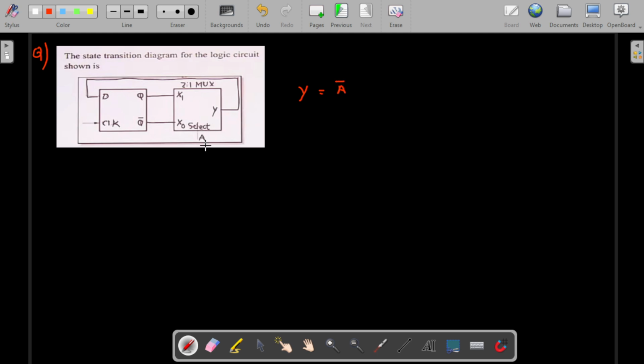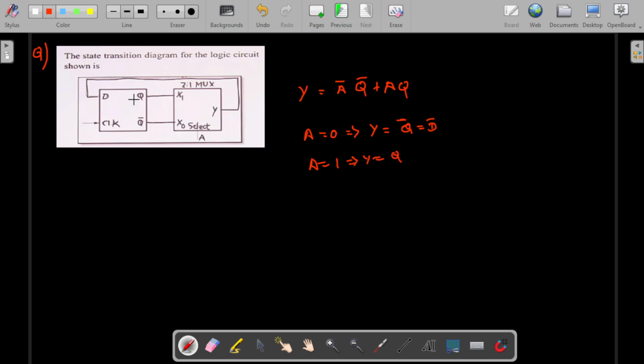When A bar is 0, then Q bar will be selected. Here it is X0, so the below one, Q0, will be selected. When A is 1, the X1 input is selected, which is Q. So this is the output equation. When A is equal to 0, Y will be equal to Q bar, which means D bar, since D is opposite. When A is equal to 1, the output Y is equal to Q, and Q is straight D.